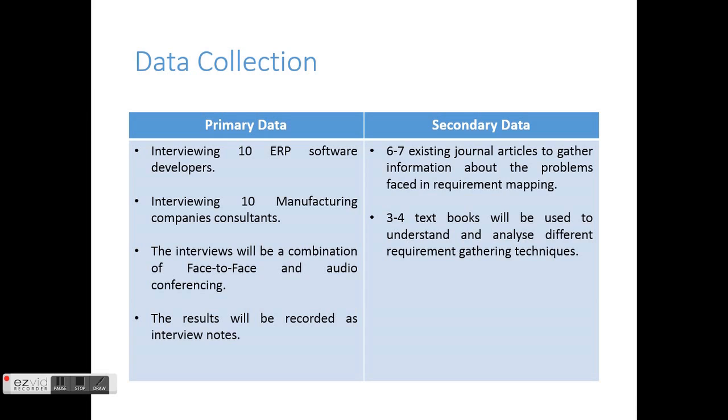Data collection. So there are two types of data collection which will be used: the primary and the secondary data. For the primary data, we will be interviewing 10 ERP software developers. We will be interviewing 10 manufacturing companies consultants. The interviews will be a combination of face-to-face and audio conferencing. The results will be recorded as interview notes. The secondary data which we'll be obtaining is using 6 to 7 existing journals to gather information about the current problems being faced in requirement mapping. Then 3 to 4 textbooks will be used to understand and analyze the different requirement gathering techniques.